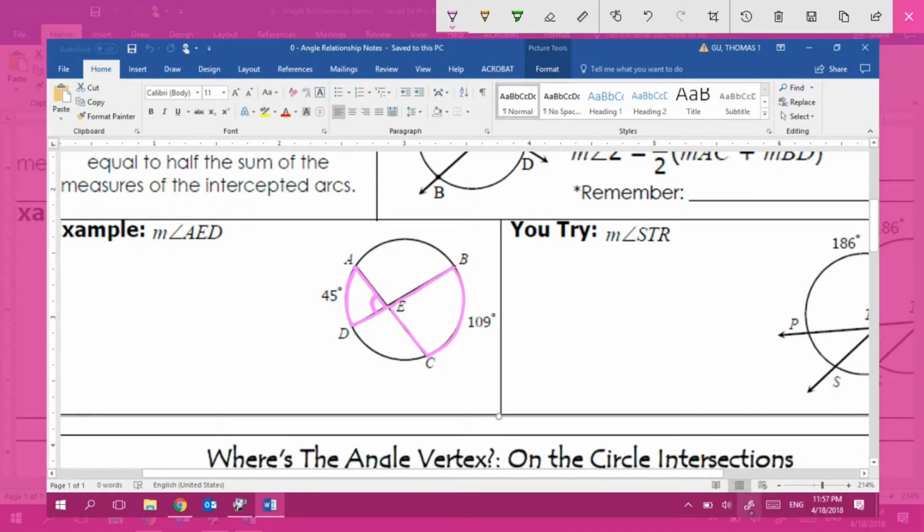I'm going to take, let's just label this as measure of angle X, okay? Measure of angle X, I'm going to take 1/2, and then I'm going to add the 2 measures of the arcs that I found. 45 plus 109. What's 45 plus 109? That's going to be 154. What's 1/2 times 154? That is 72. Oh, wow, I'm so dumb. 77. And so my answer is 77 degrees.